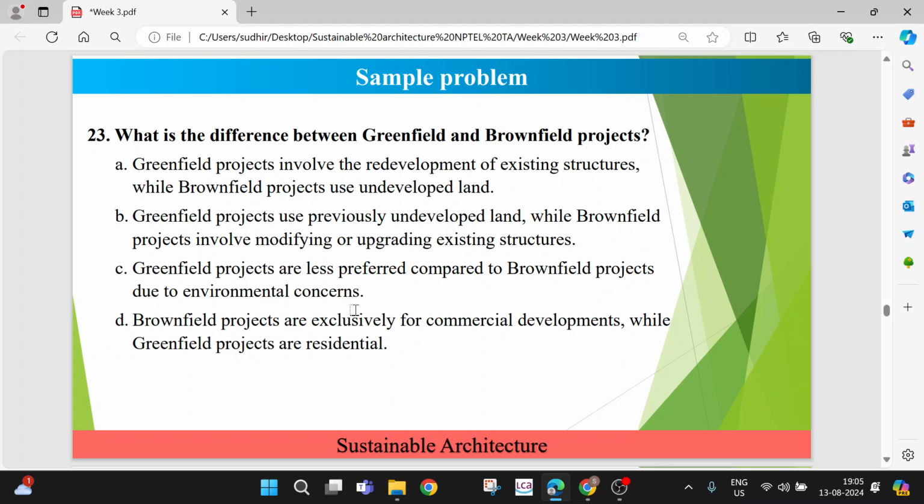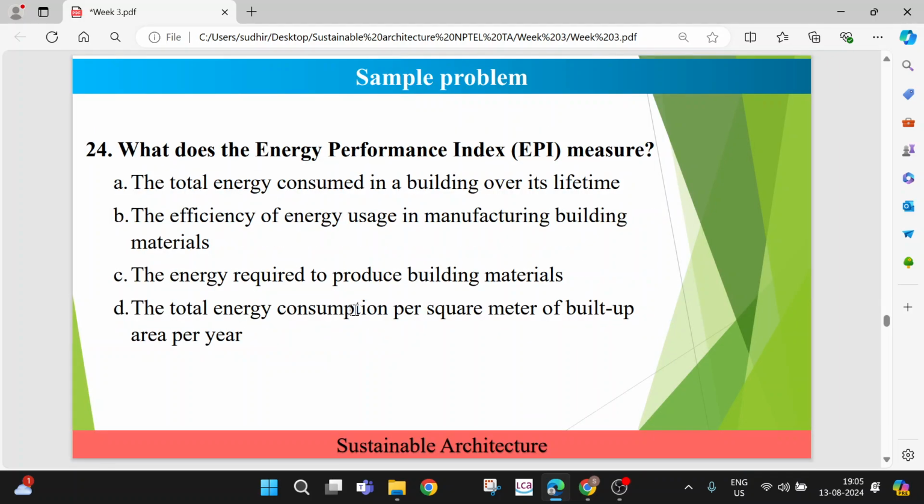Yes, sir. If it is clear what the difference between the greenfield and the brownfield is, then you can easily see that option B is the most suitable answer for this question. Is it fine? Option B, not C. Yes, sir. Okay, then we can move to question 24. Here is question 24. What does the Energy Performance Index measure?